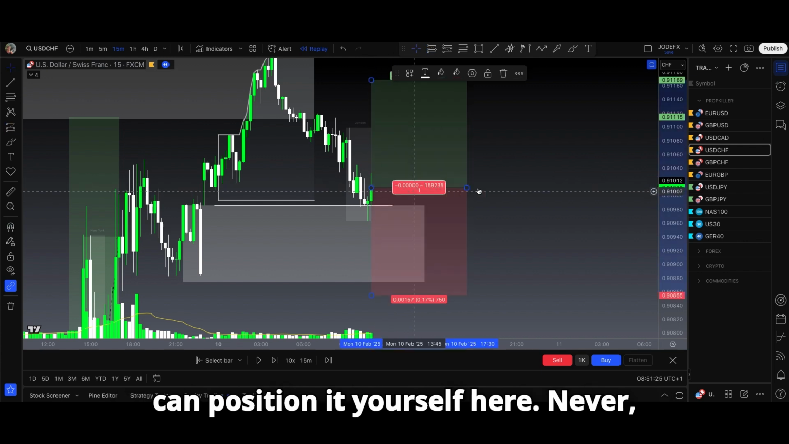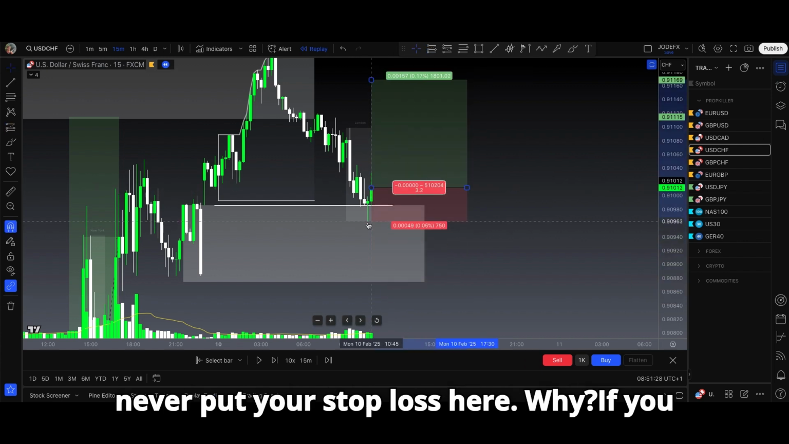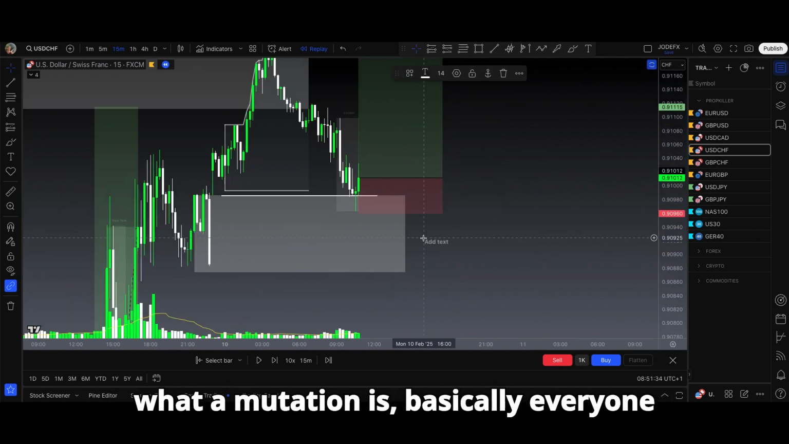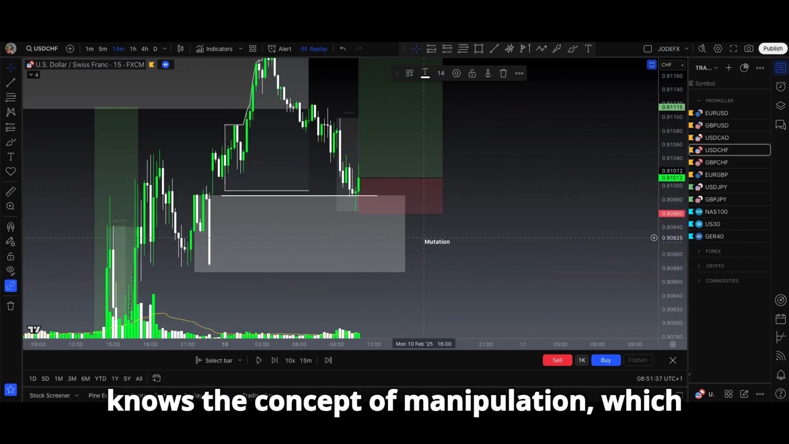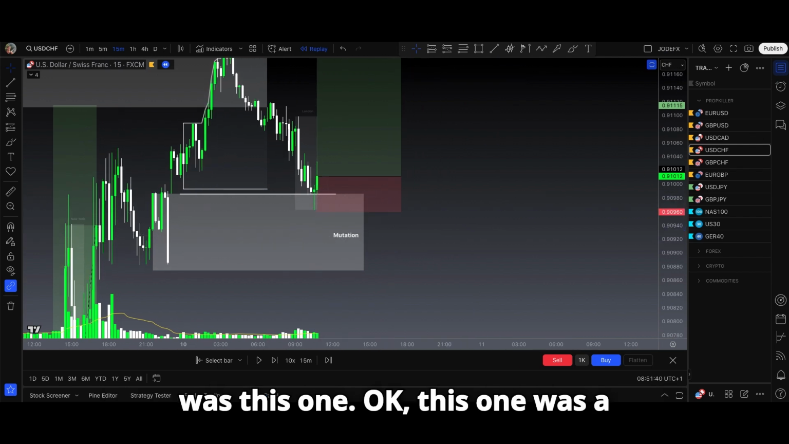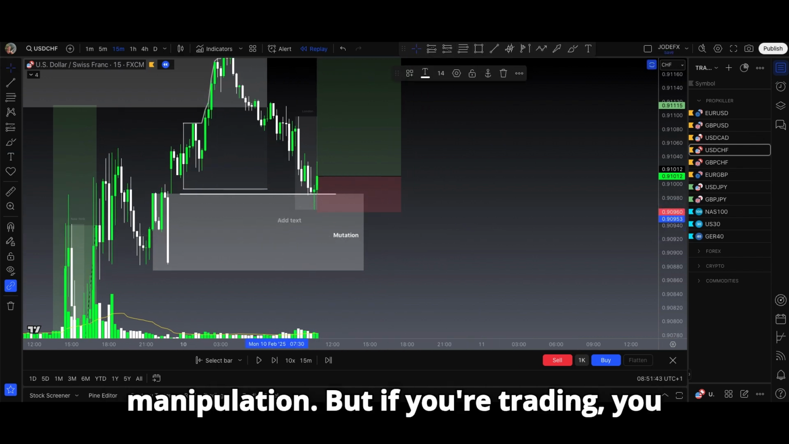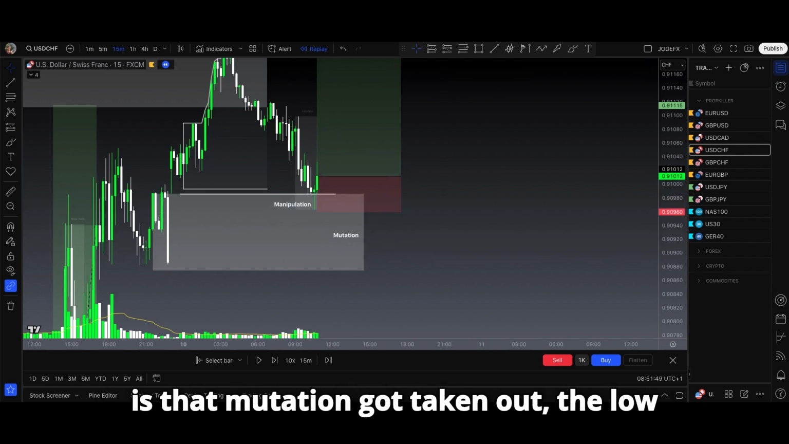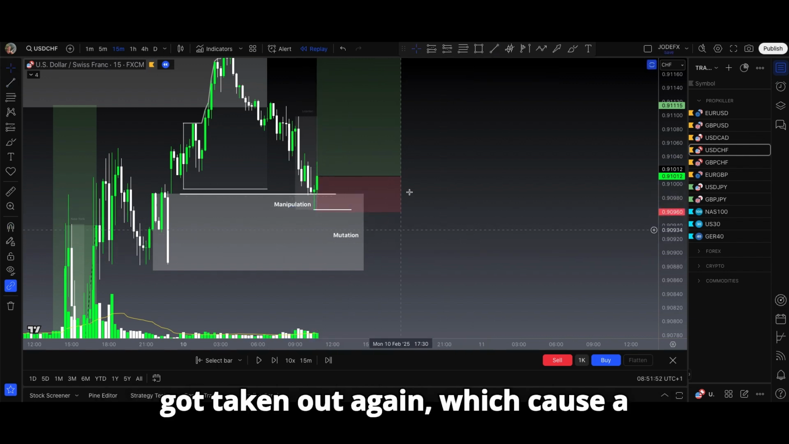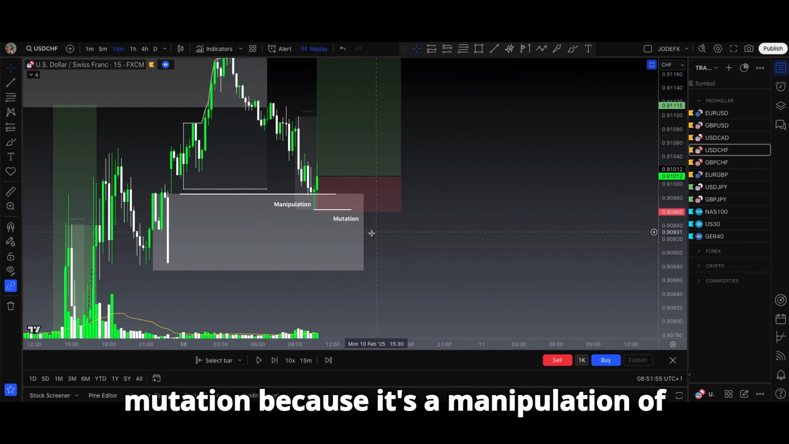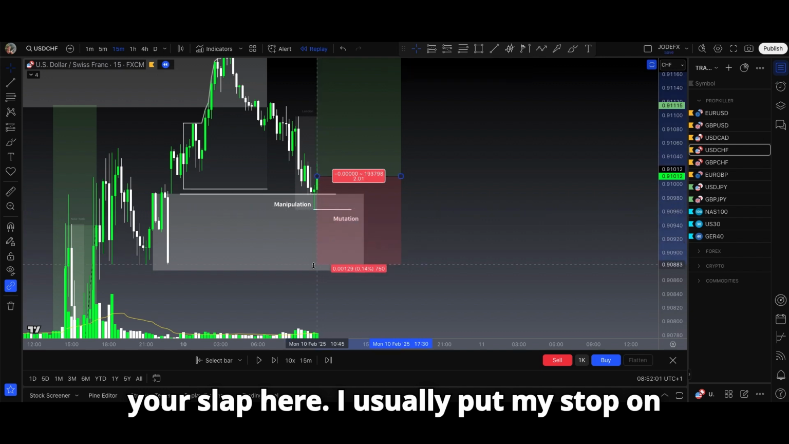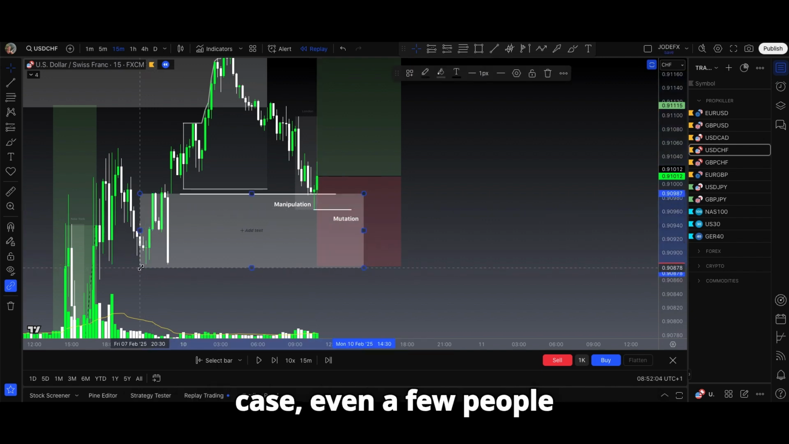So you can position it yourself here. Never put your stop loss here. Why? If you trade this concept, you know that most of the time you get a mutation. Everyone knows the concept of manipulation, which was this one, okay? This one was a manipulation. But if you're trading, you know that most of the time what happens is that the low got taken out again, which causes a mutation because it's a manipulation of the manipulation. So never put your stop here. I usually put my stop on the low of this zone, like in this case, even a few pips below.